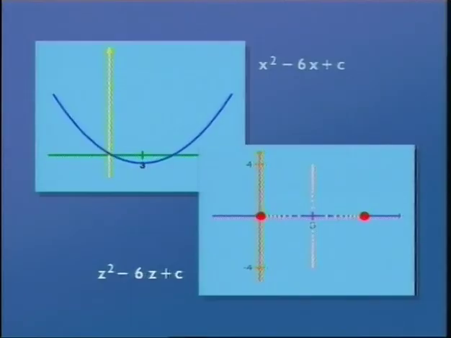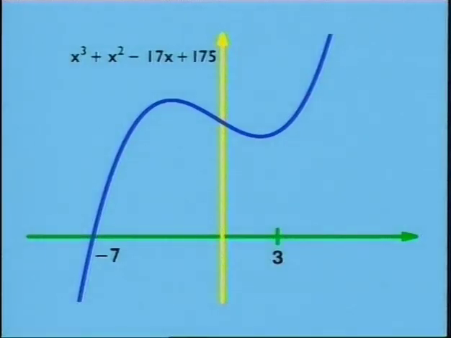So what happens with cubic polynomials? This is the graph of x cubed plus x squared minus 17x plus 175. What does this picture tell us about the roots of the corresponding complex polynomial? In particular, how many roots does this function have? Well, as it's a cubic polynomial, it must have 3 roots. But what are they? The graph shows that there's only one real root, where x equals negative 7. So the other 2 roots must be complex. In fact, they must be complex conjugates.